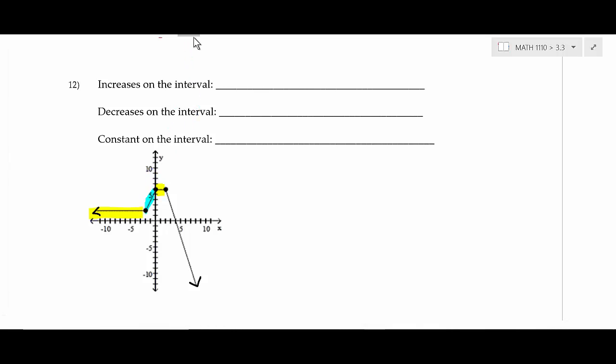So constant, where is this thing constant? Where's it level? What did you put? Where to where? Negative infinity to where? Negative 2, and then where? 0 to 2. Good. Okay, so the two that I got in yellow are where it's going to be constant. So we'd say, there's constant. Negative infinity to negative 2, and then union 0 to 2 like that.